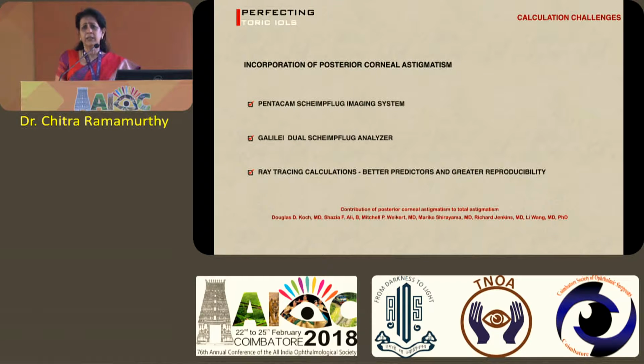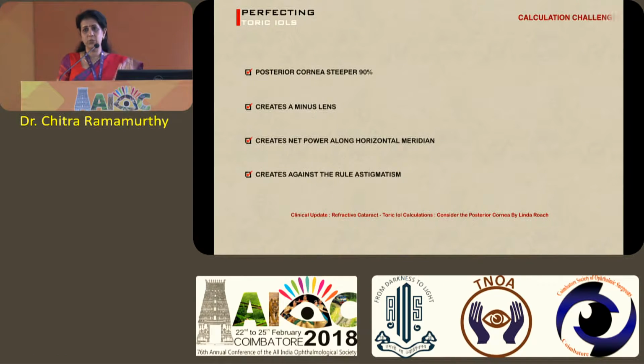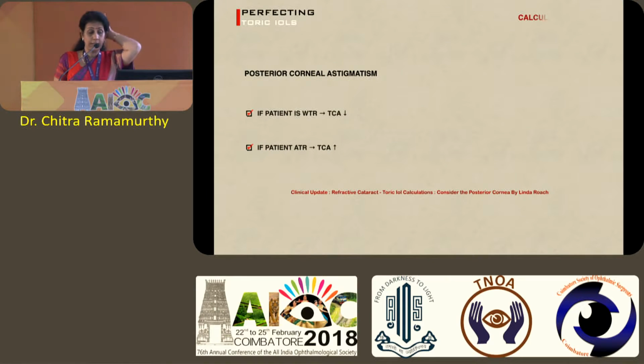Then again, Dr. Ramesh beautifully described the posterior cornea. Essentially, you need to have a Scheimpflug device which will help you to measure the posterior corneal astigmatism. And in majority, 90% of the situations, the posterior cornea is steeper. So it acts like a minus lens and induces astigmatism in the horizontal meridian. Thus, it creates with-the-rule, against-the-rule astigmatism.